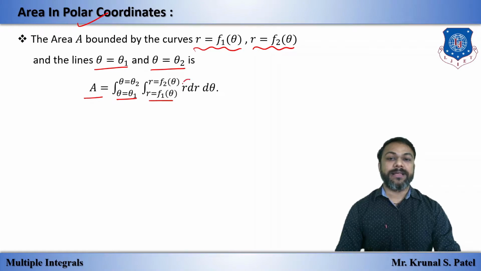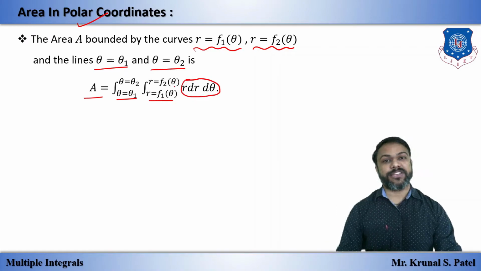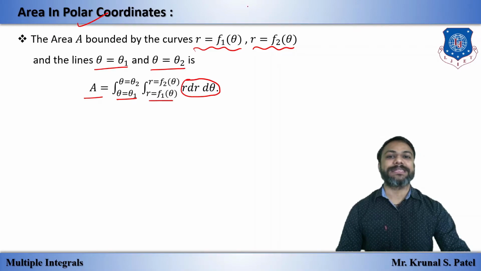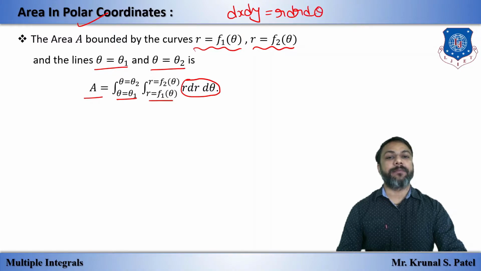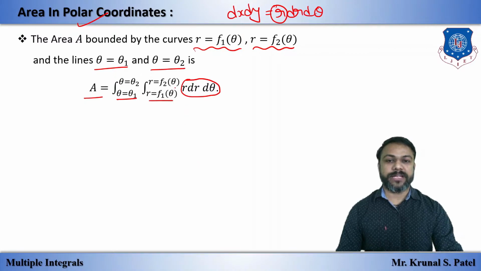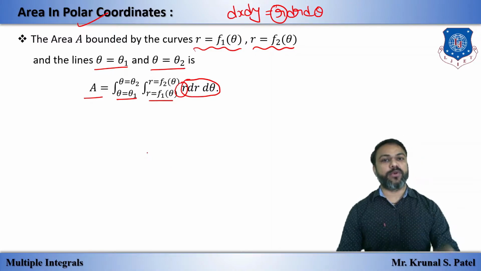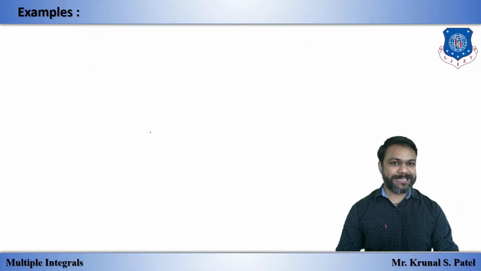And here, as we have previously seen, in converting Cartesian to polar coordinates, dx dy is given by r dr d theta, because this is our Jacobian, and here the function will now be r. So by using this concept of Cartesian and polar, we have some examples.